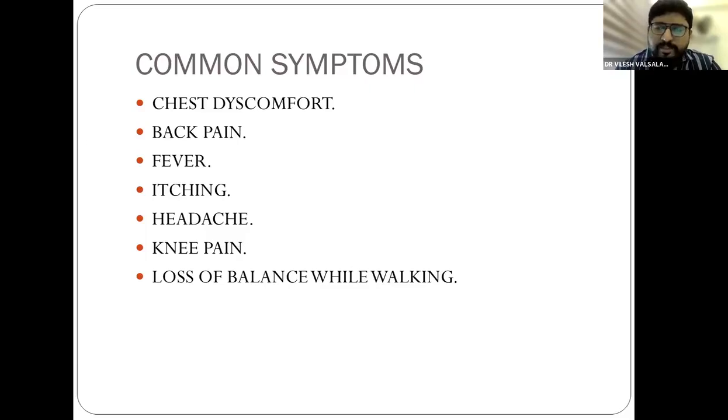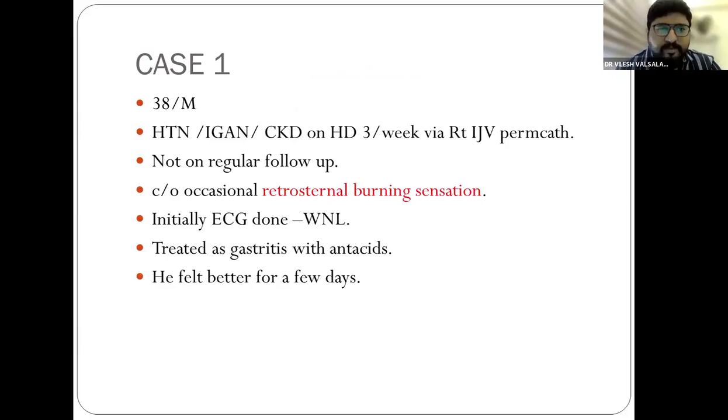So I thought to bring this topic, rather than elaborating in a text way, we have tried to put in clinical scenarios and try to explain each point. So let's start with our case 1.